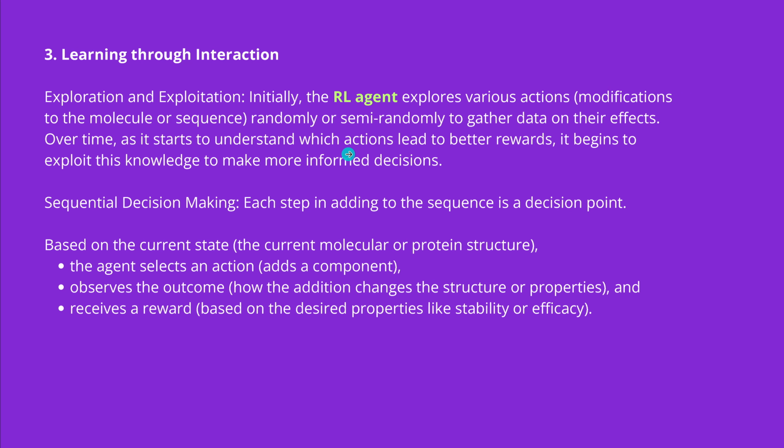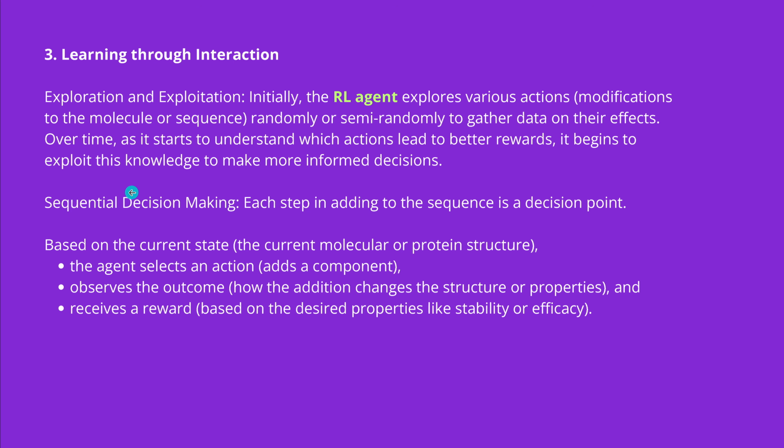Great. Step number 3, learning through interaction. The reinforcement learning agent now explores various actions. This means modification to the molecule or to the DNA sequence, randomly or semi-randomly, to gather data on the effects. And now over time, through trial and error, the system starts to understand which actions, which molecules, lead to better rewards, lead to more stable configurations. So it begins to exploit this knowledge to make more informed decisions for its next steps.